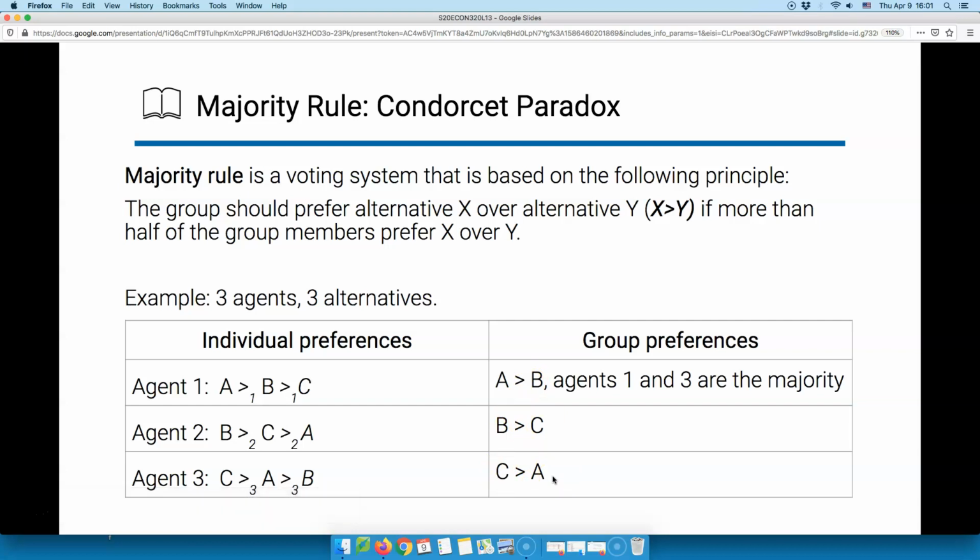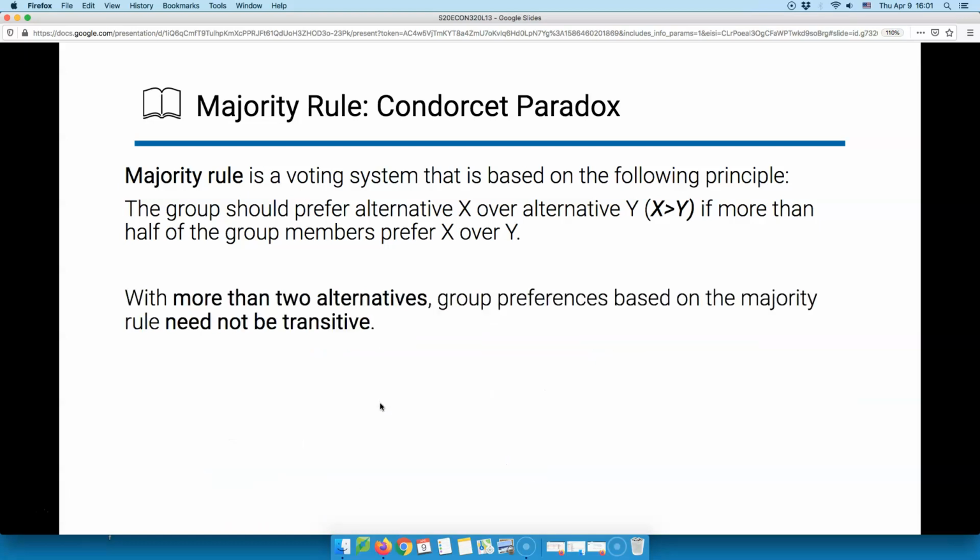it violates the important property of transitivity. Agent 1's preferences are transitive, agent 2's preferences are transitive, agent 3's preferences are transitive as well, but when we aggregate them using the majority rule, we lose transitivity. And this is problematic. We can't figure out the winner if transitivity is lost. So the major problem with the majority rule is that with more than 2 alternatives, group preferences based on the majority rule need not be transitive. Sometimes they're transitive, and if they are, then we can pick the best option. But if they're not, picking the best option is problematic.